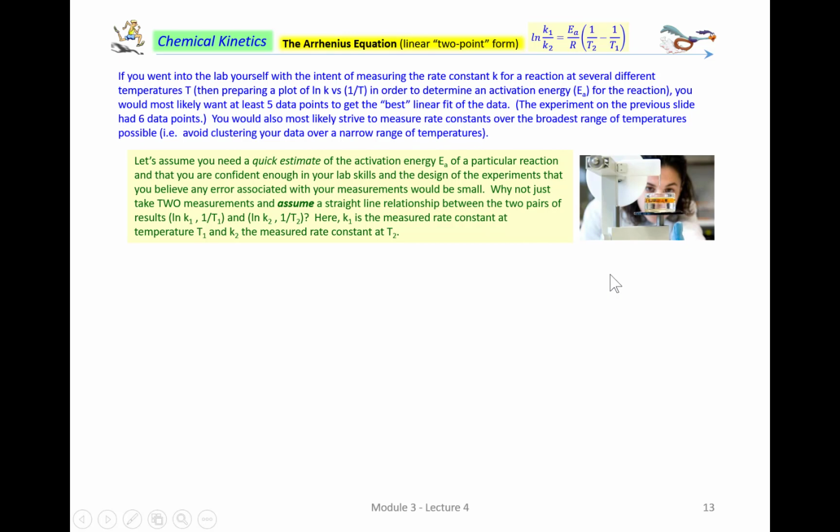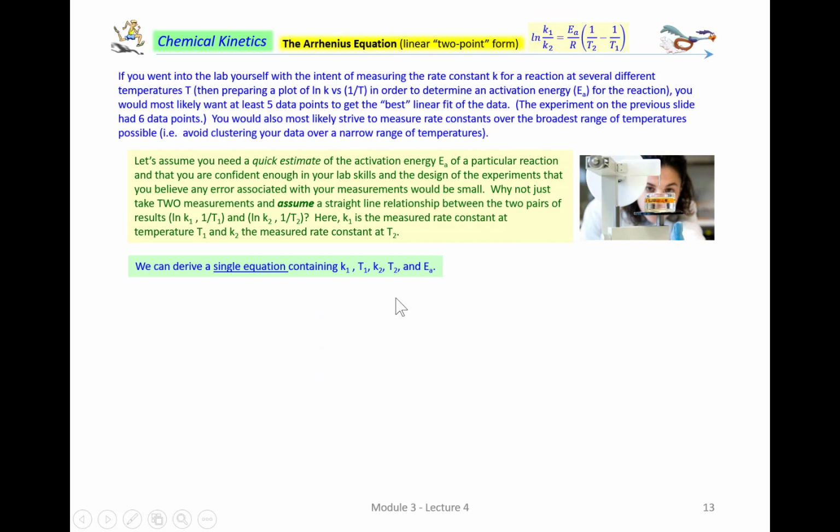Now, let's assume you need a quick estimate of the activation energy for a particular reaction, and that you're confident enough in your lab skills and the design of your experiment that you believe any error associated with your measurements would be small. Why not just take 2 measurements and assume a straight line relationship between the 2 pairs of results, the ln of K1 at T1 and the ln of K2 at the second temperature T2? Well, that means we probably need to derive a single equation containing 2 different rate constants and 2 different temperatures and, of course, the activation energy.